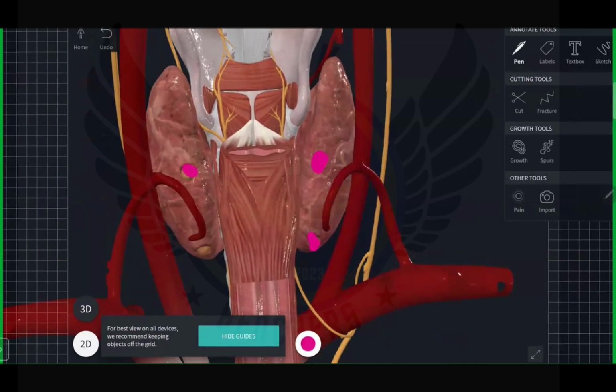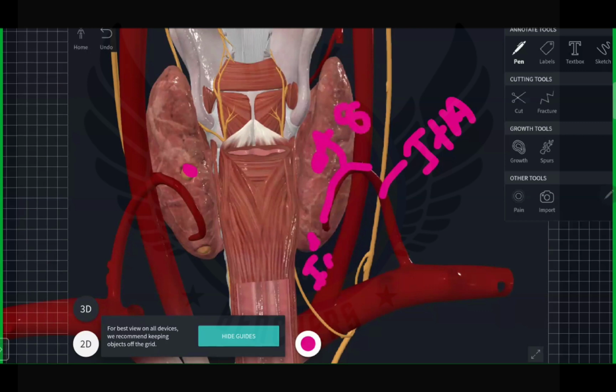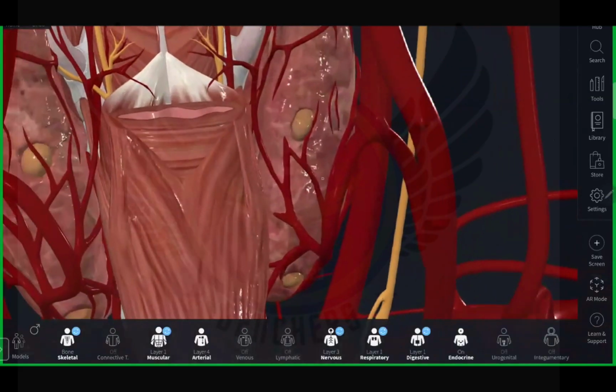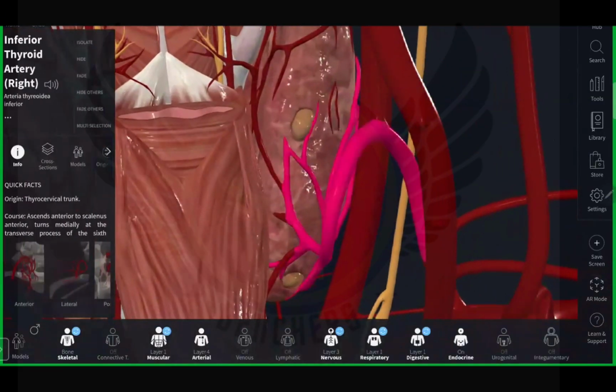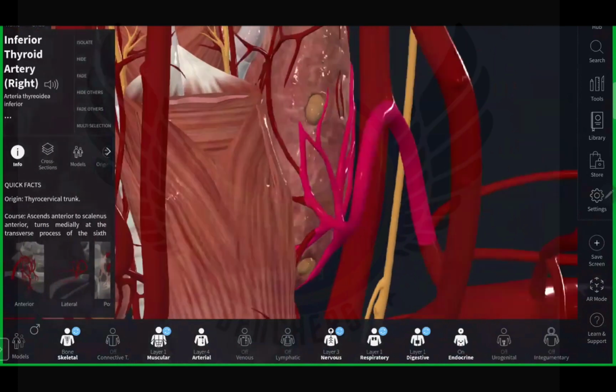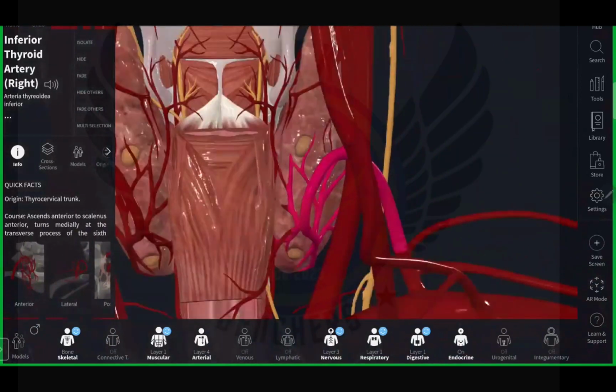Now, we have a question. Which of the arteries supply the parathyroid glands? This is your inferior thyroid artery, and it supplies your parathyroid glands, the superior parathyroid and inferior parathyroid, both of them. And this is a very important question.